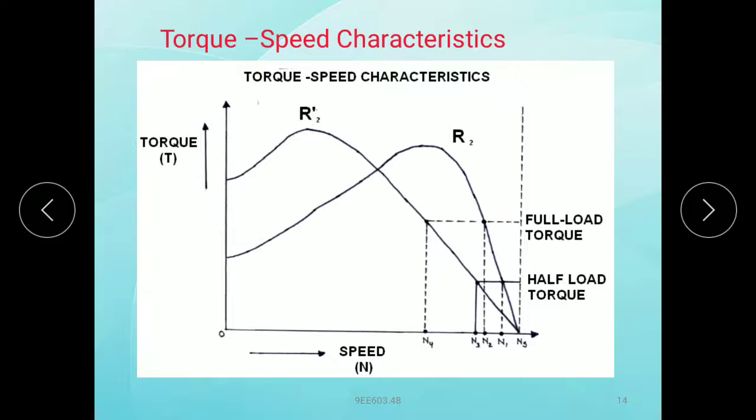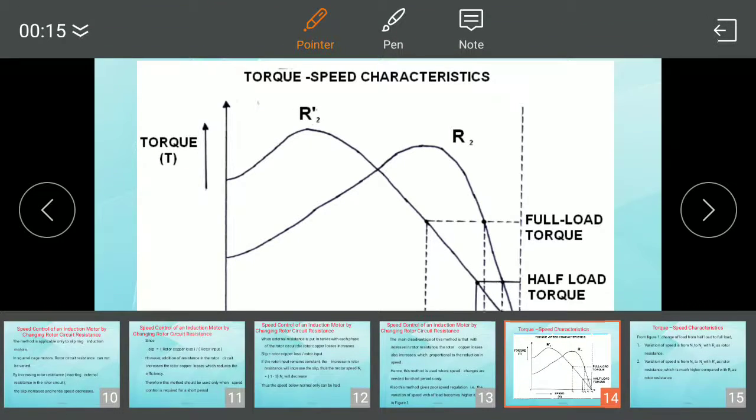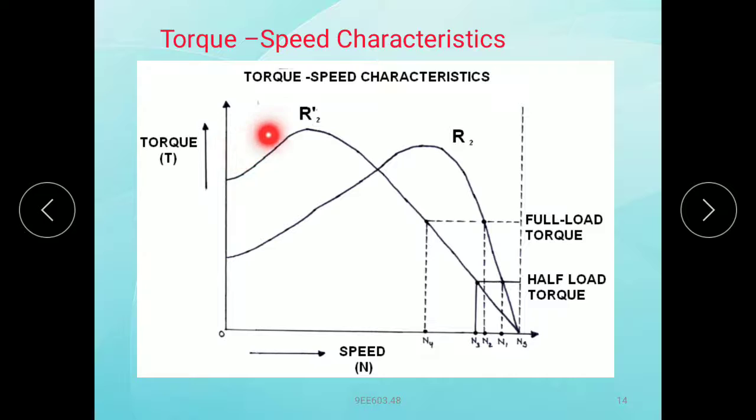From this we can observe from the characteristics that at zero speed the torque is maximum compared with the normal starting. Here the starting torque is maximum by inserting rotor resistance, and the torque increases up to the maximum point, then decreases linearly for higher speed up to synchronous speed. So observe this one.